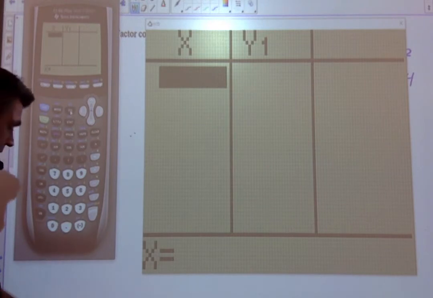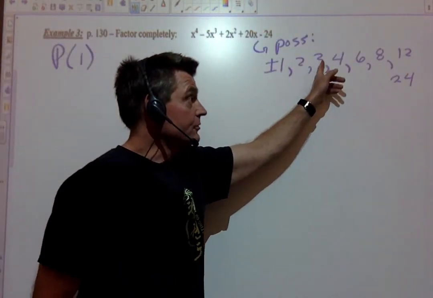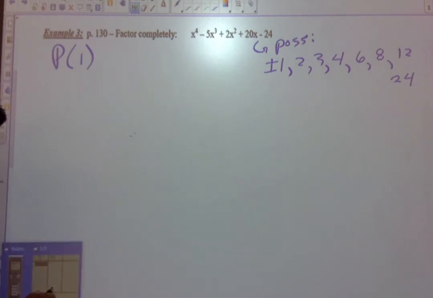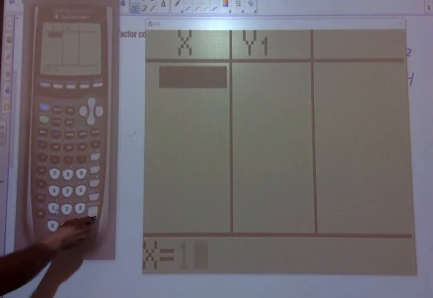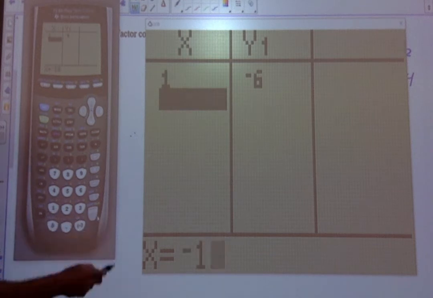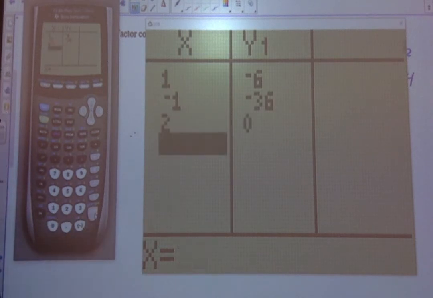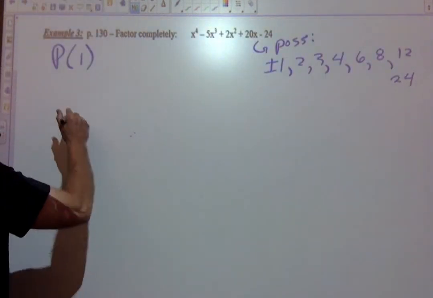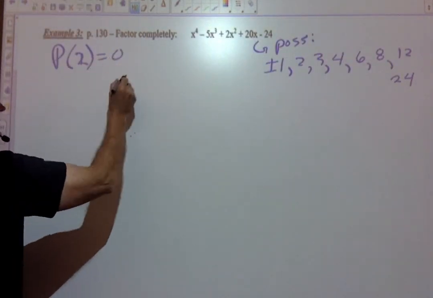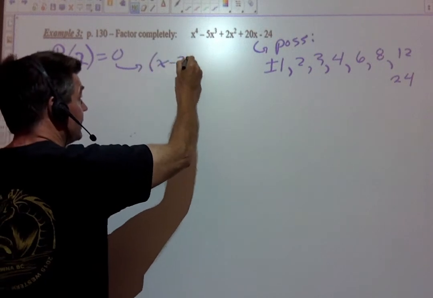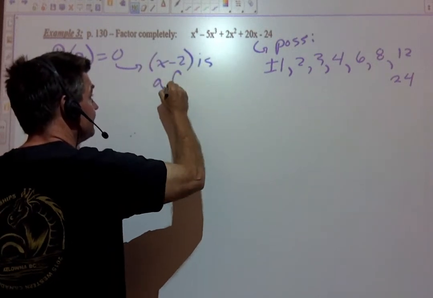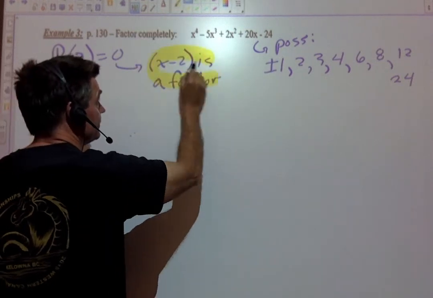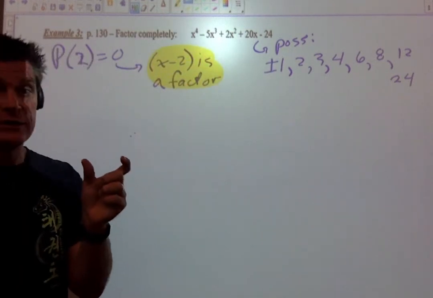So remember, we said the possible factors are plus or minus 1, 2, 3, 4, 6, 8, 12. So let's just plug some of those in. 1. No. Negative 1. No. 2. Yes. So P of 2 is equal to 0. That means x minus 2 is a factor. That's important. That's something we need to write down.